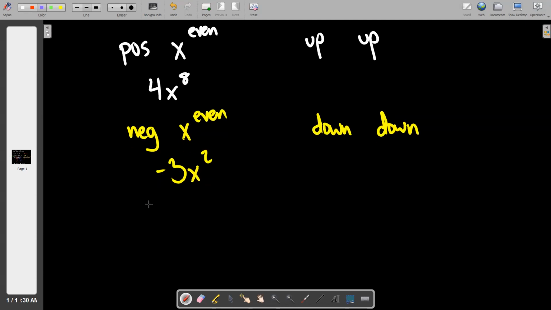All right, let's switch it to a positive, and my x is to an odd power. What can we say about those arms? This was the default one that I started with back over on Desmos. Do you remember? Say it again. Left one goes down. Right one goes up. That's going to be your standard odd.